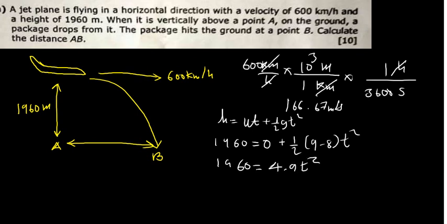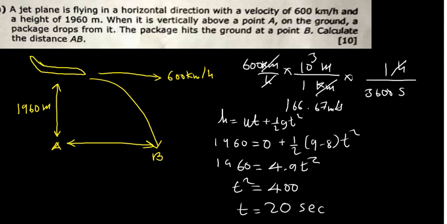And then we'll divide both sides by 4.9. 1960 divided by 4.9, that is going to give us 400. And then we'll square root both sides. So that is going to give us 20. That will be 20 seconds. So that is the time that it is going to take to hit the ground.